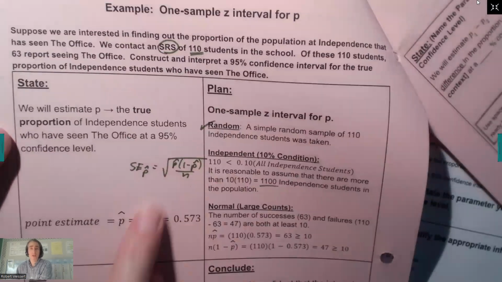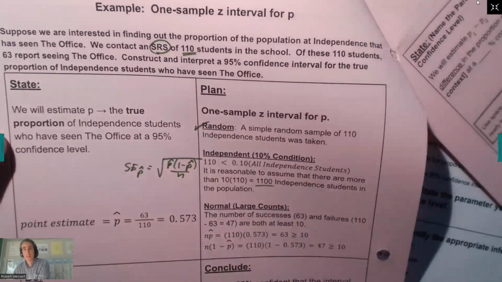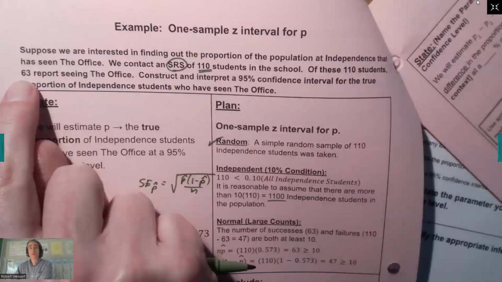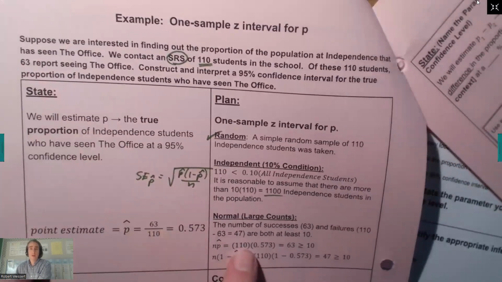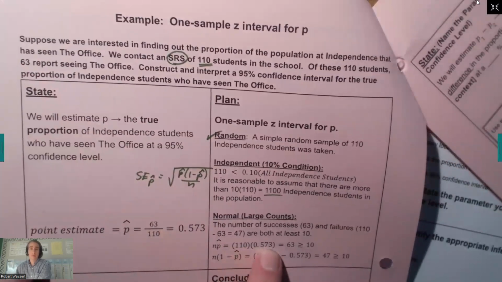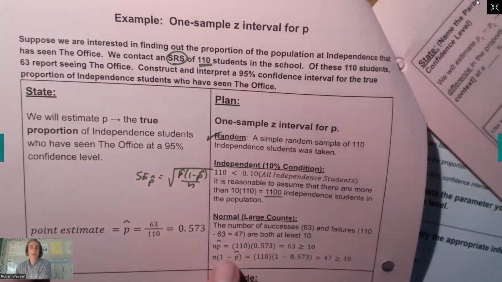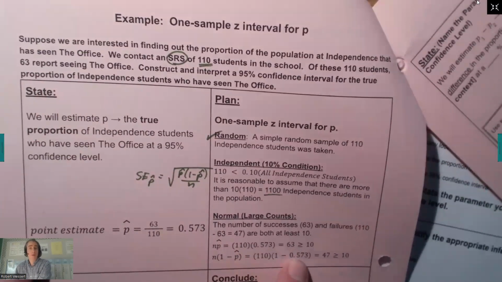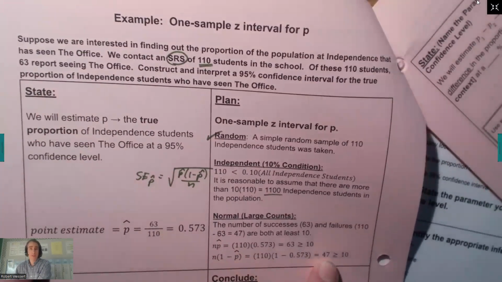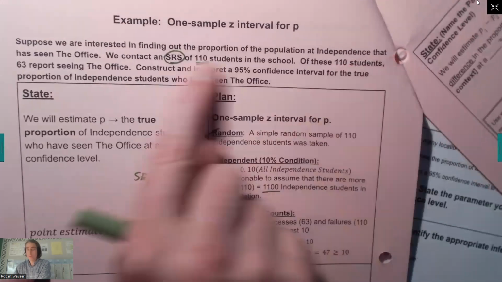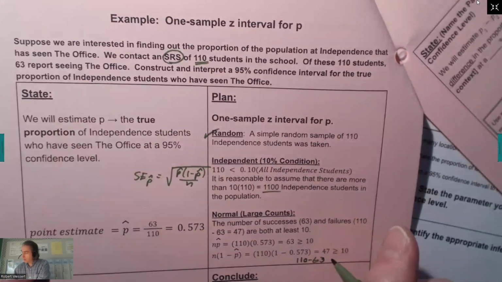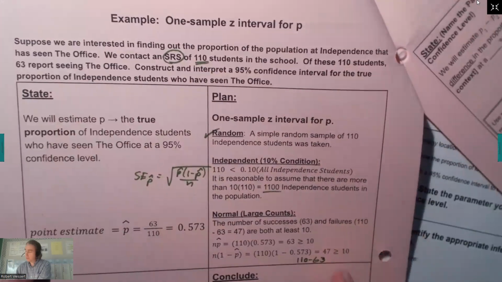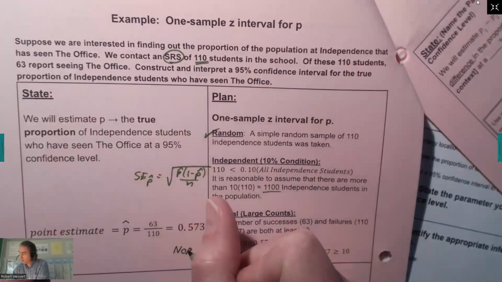And then finally, our large counts, we want to make sure our number of successes and failures are at least 10. We have the raw numbers here. 63 said they saw The Office. So we know that if we multiply 110 by 0.573, we're going to get back to 63. And if we multiply 110 by the complement of that, we're going to get 47, which is just 110 minus 63. And those are both greater than or equal to 10. So we've met that large counts condition, which allows us to do the normal curve.